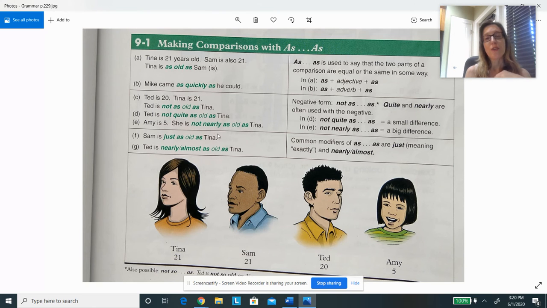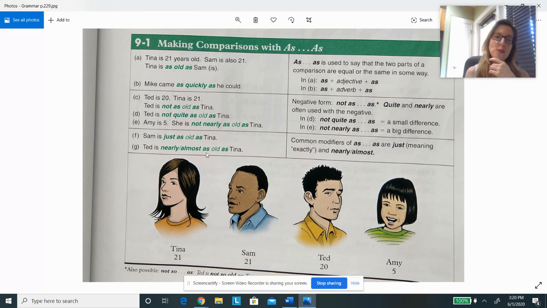Here are some other modifiers like quite and nearly that have different meanings. Sam is just as old as Tina. That is just a word to show you equal and put more emphasis, just a little more emphasis that they are equal. Ted is nearly as old as Tina.